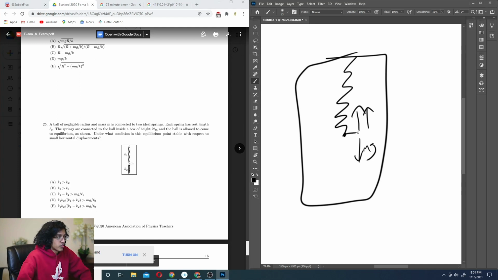So essentially, if it moves to the right, then your bottom guy is going to be pushing with K2 a little bit less upward, and then this guy is going to be pulling a little bit more. Yeah, I don't know. Okay, let's just guess C.